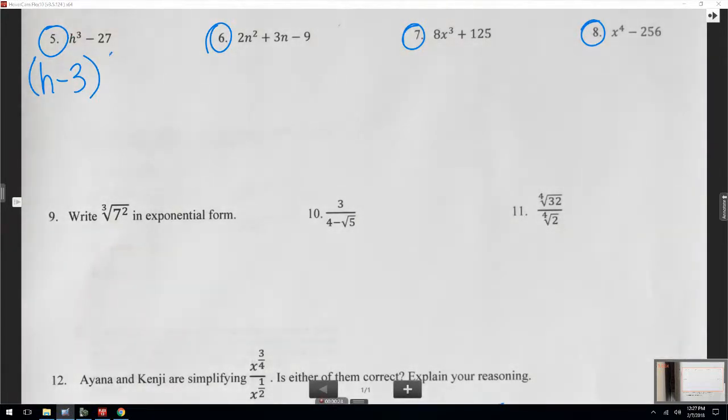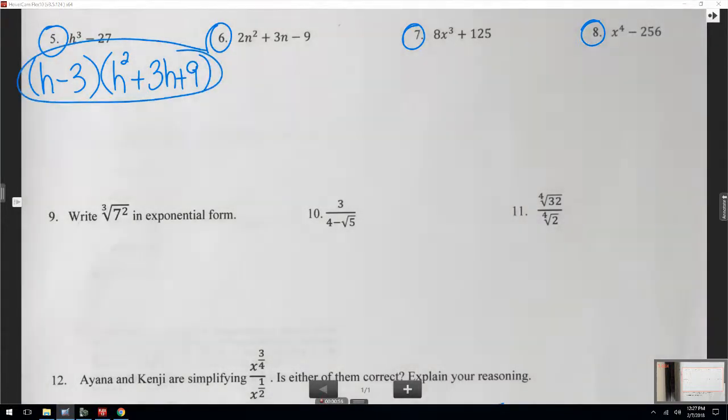So the very first thing you do is you square the first one. Square H, and what do you get? H squared. There you go. Then the opposite sign. Then you multiply the two together. What do you get? 3H. And then that last sign is always positive. And then you square the second one, and what do you get? 9. There you go. And that's all she wrote.